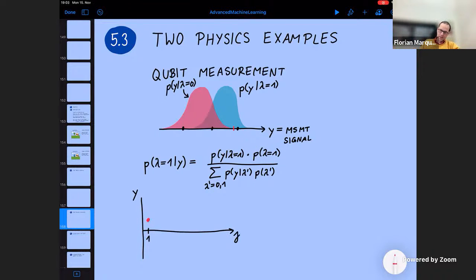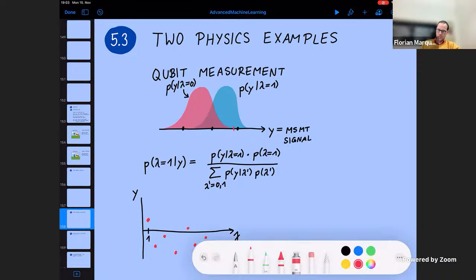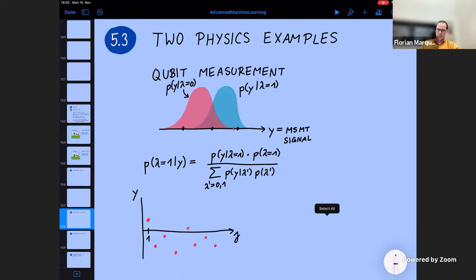And then maybe in the next measurement, I see something negative. And then in the next measurement, I again see something negative. And eventually, I see that my values tend to be more on the negative side. In this case, probably after some time, I will conclude that my qubit is actually in state 0.